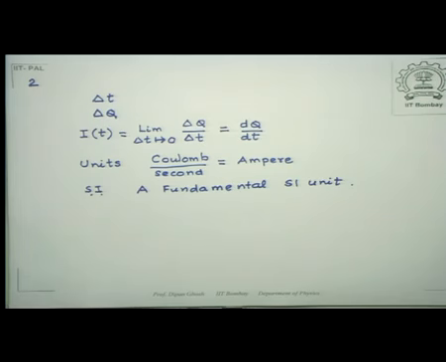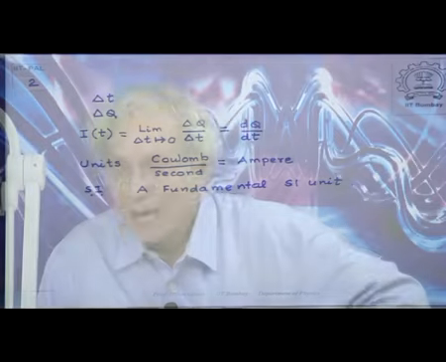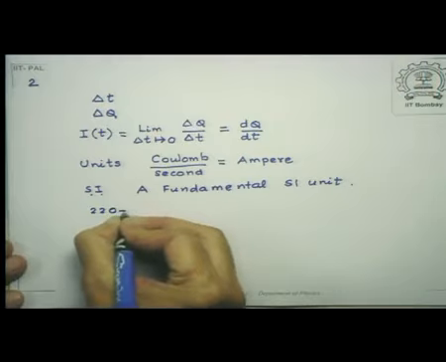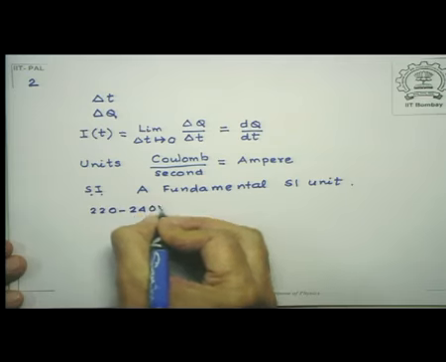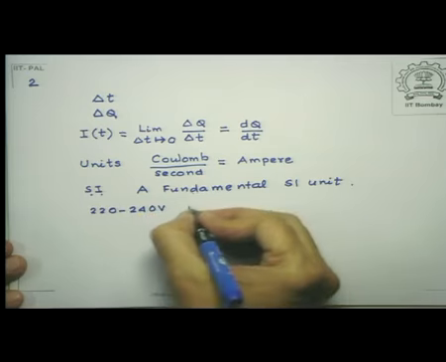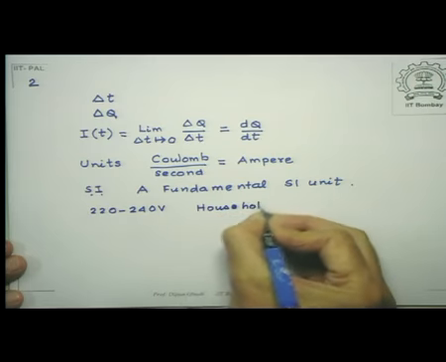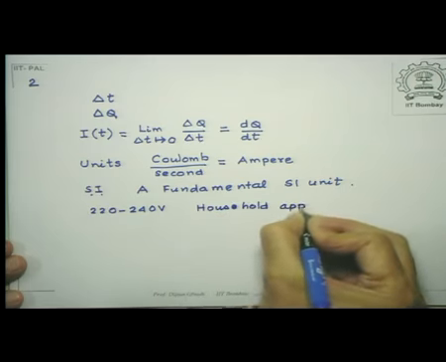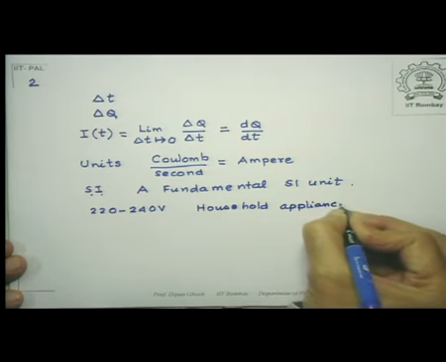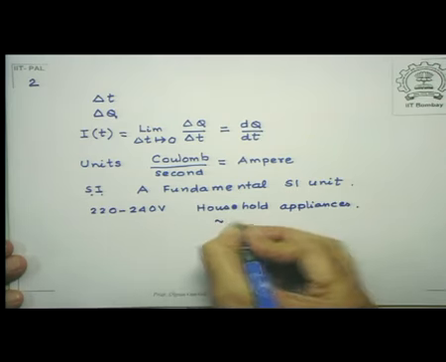So let's go back to the cases that we talked about. For example, typical household appliances in India. You know that Indian electricity supply is in the range of 220 to 240 volts, and typical current values for household appliances are of the order of a few amperes. So let's say of the order of 5 amperes or so.